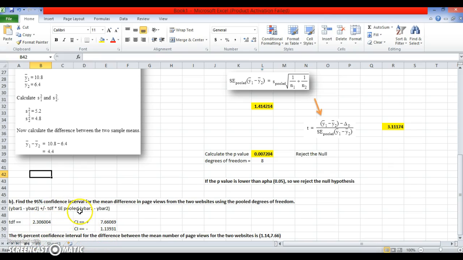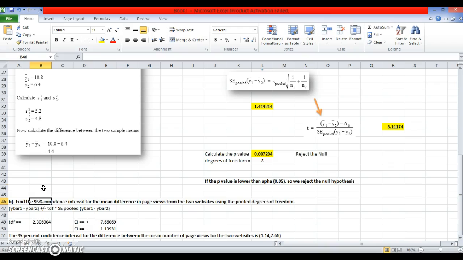So we calculate this. First, we need to calculate this value. What is the t value for the degrees of freedom times this pooled standard error? In Excel, what you would do is take your 0.05 and your 8 degrees of freedom, and your alpha. So what is alpha? How do we know what alpha is? Alpha is 0.05. We know that by this.